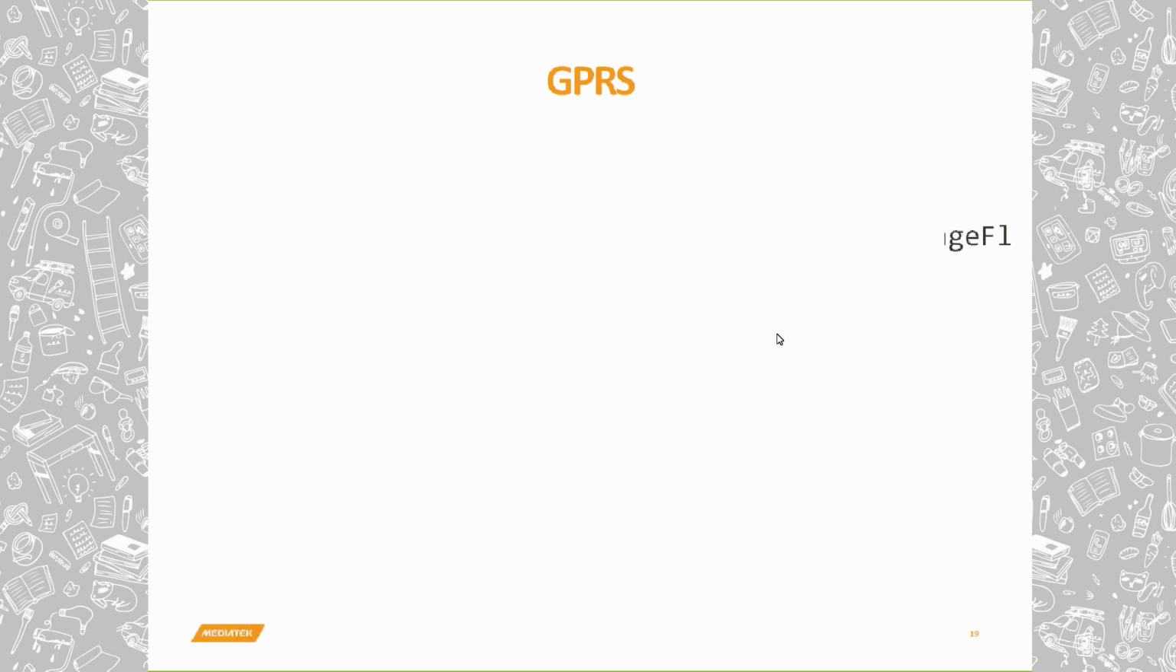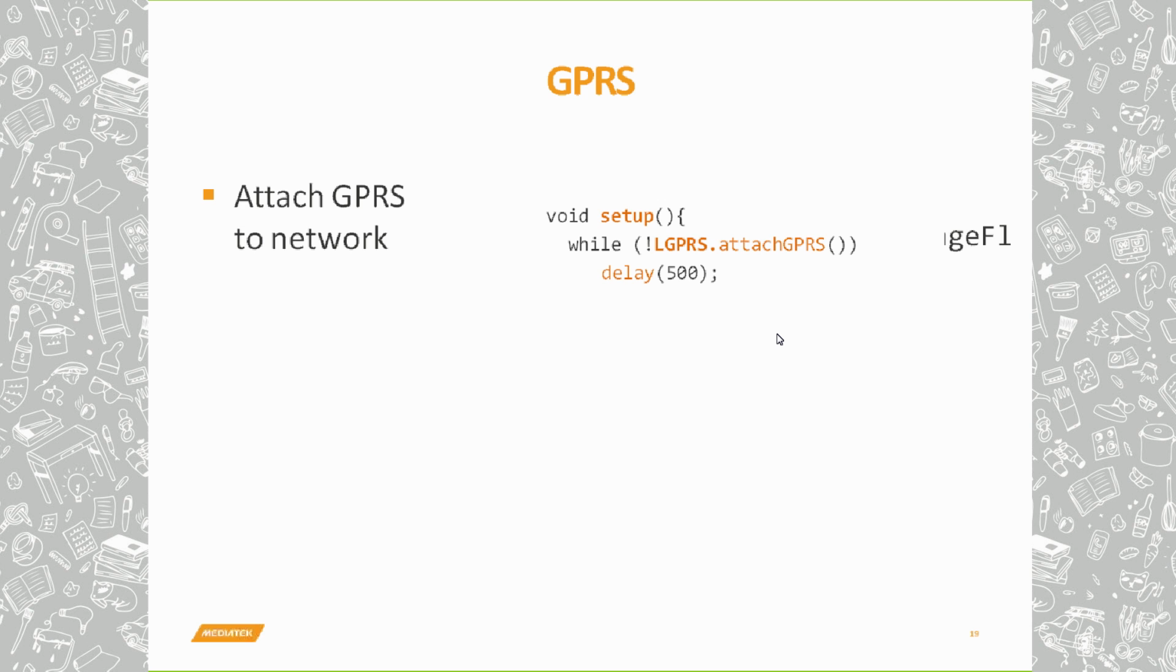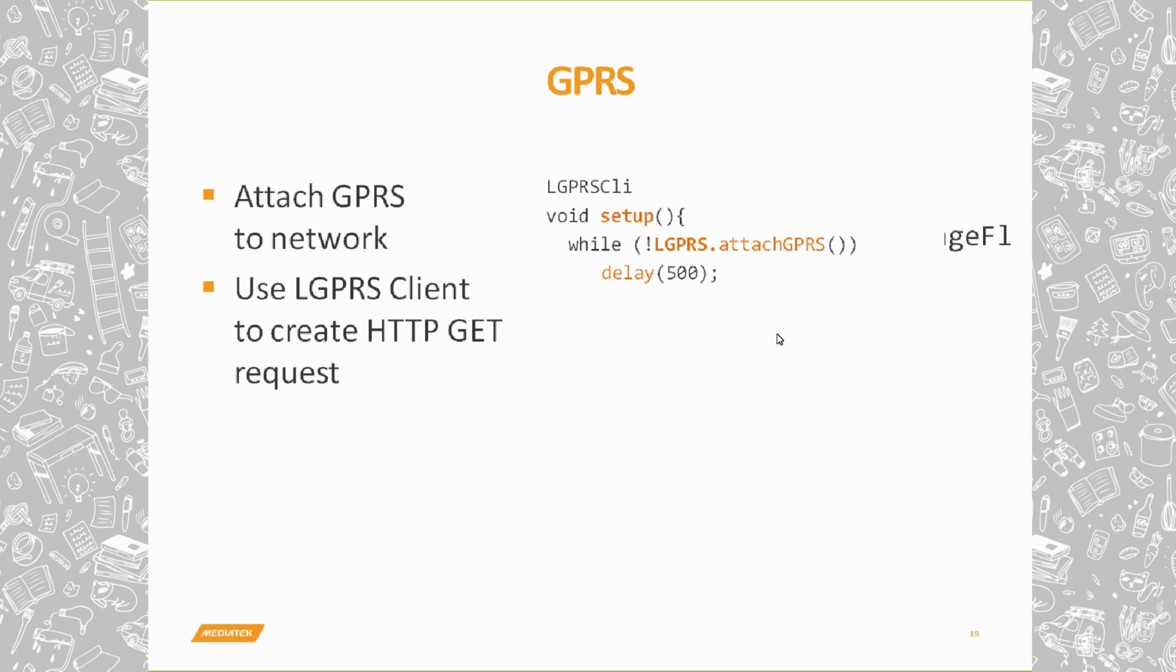GPRS. This is a more complex example, but I think it's worth mentioning because it's still very easy to use to get your data connections wherever you are in the world. So first we have to attach the board to the GPRS network. We do that by calling lgprs.attachGPRS. This again will give us back true or false depending if the board can see a 2G network and get a connection to it. Once we successfully connected to the GPRS network, we have to create an LGPRS client.